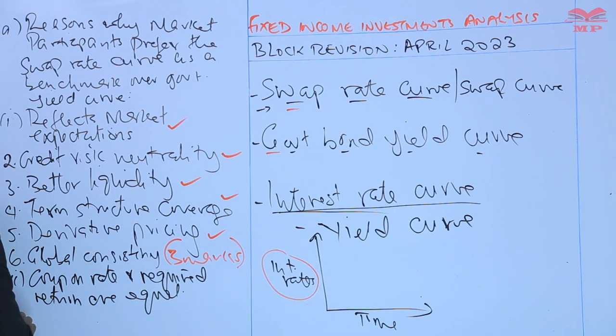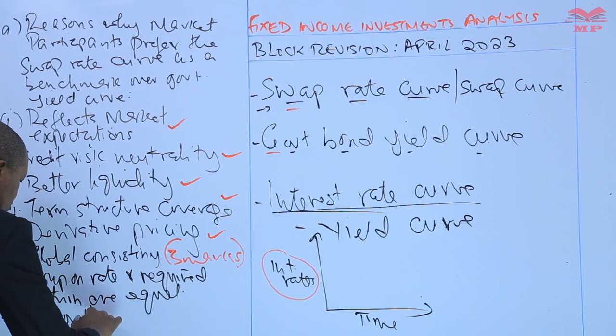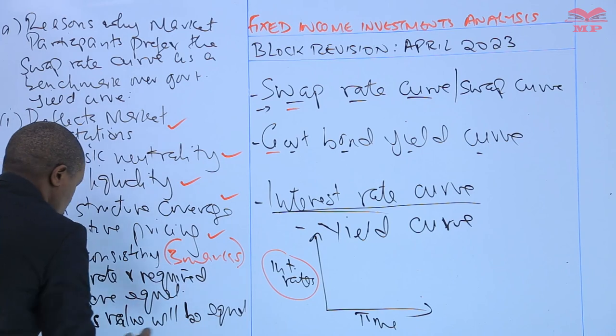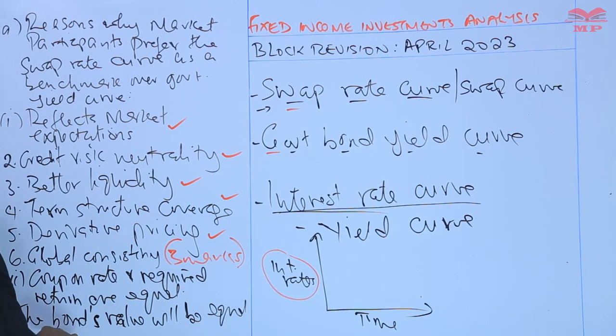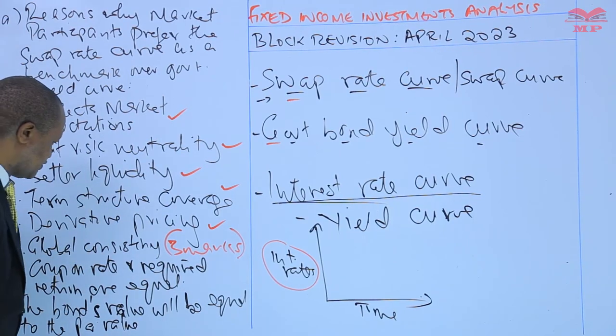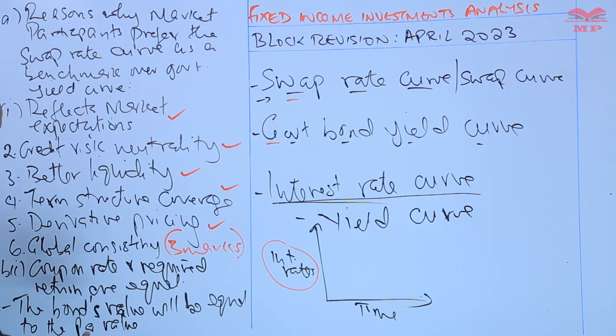Here, the bond's value will be equal to the par value. Where the coupon rate is equal to the required rate of return, then the bond's value will be equal to the par value. When the coupon rate of a bond is equal to the required rate of return, also known as the yield to maturity, then the bond's value will be equal to its par value.